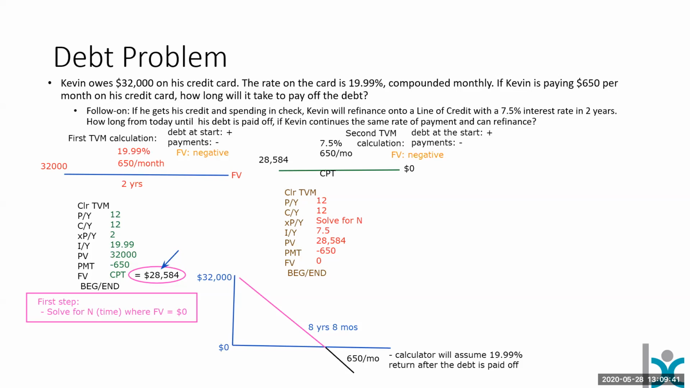Yeah, it's true, Alicia. You're exactly right. The future value, and that's what I have in orange here, is going to be negative because Kevin would still have to pay $28,584. That has not changed.